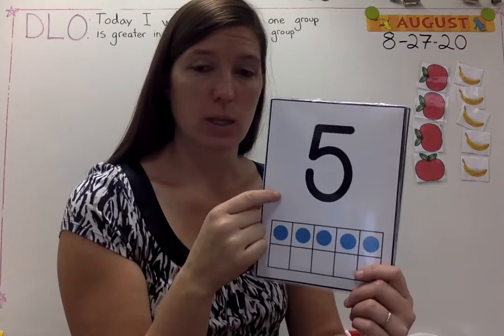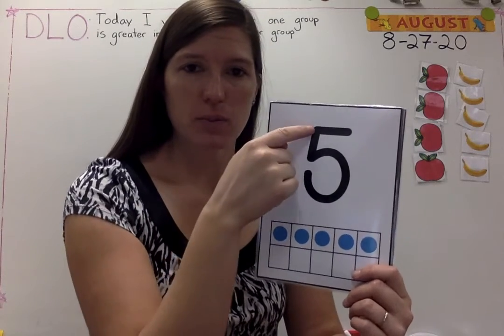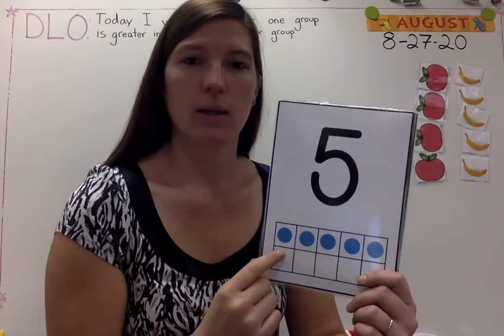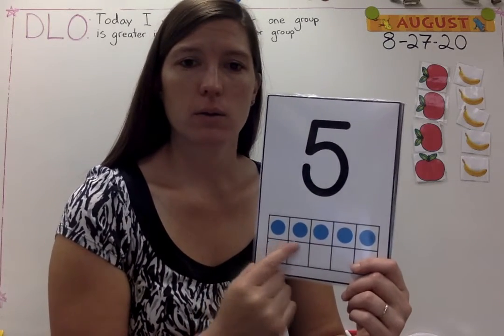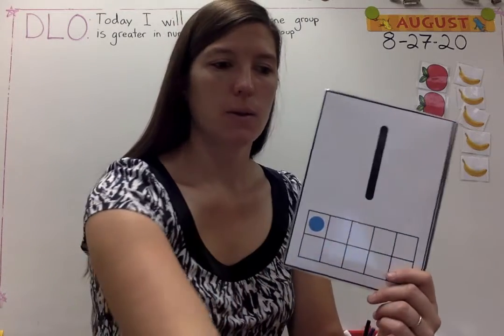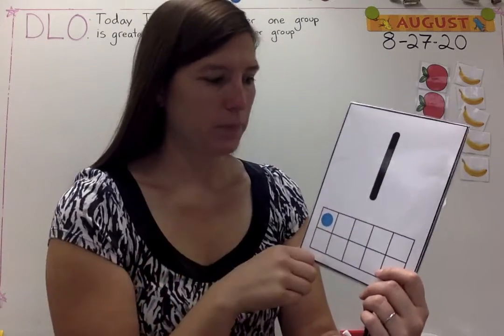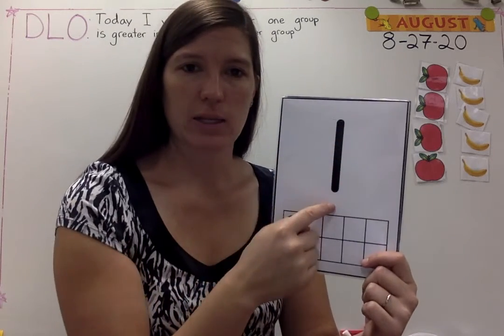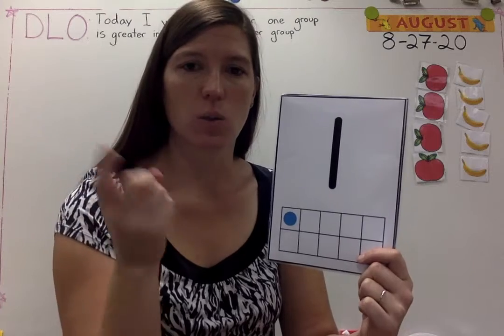This is the number 5. Short neck, belly fat. Mr. 5 wears a hat. Let's count the numbers. 1, 2, 3, 4, 5. What number is this? 1. Straight line down and then you're done. That's the way you make a 1.